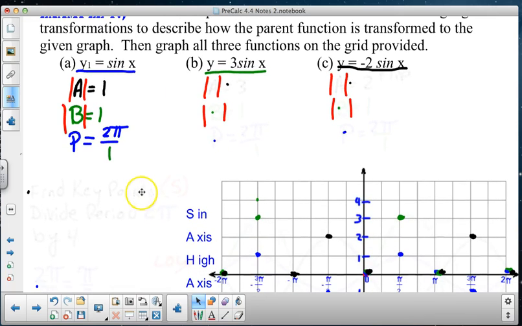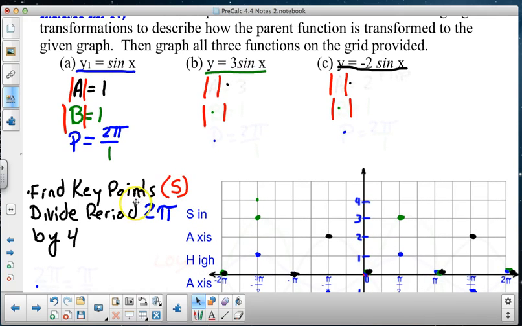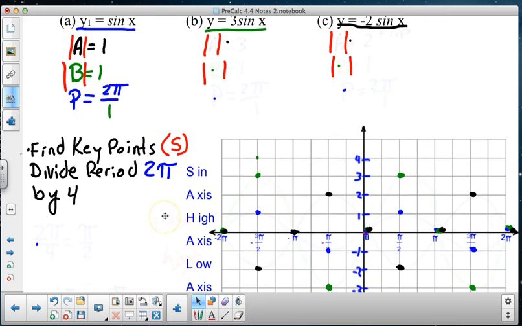Now, first thing we're going to do is find the key points. Okay, then there's 5 of them. We're going to take 2 pi and divide it by 4. In this case, I take the 2 pi divided by 4, and again, I have pi over 2. And I'm going to extend the graph over 2 full periods. So we go 2 pi, -2 pi, we add pi over 2, -3 pi over 2, add pi over 2 again, we get negative pi. And I'm just increasing by pi over 2. So I've already put my points in here so you can see what's going to go on here.